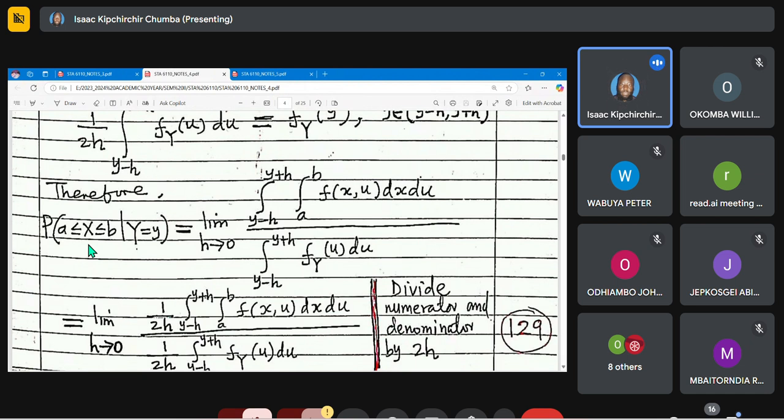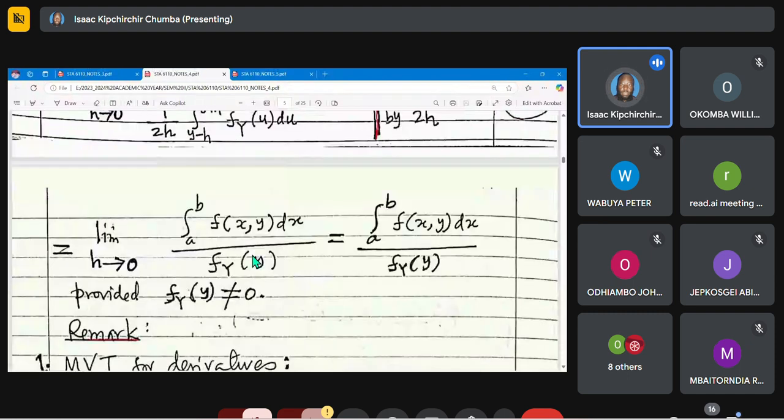Now you can see the importance of calculus when studying probability also. Without calculus, you can't study even probability. Otherwise, things will just bog down.